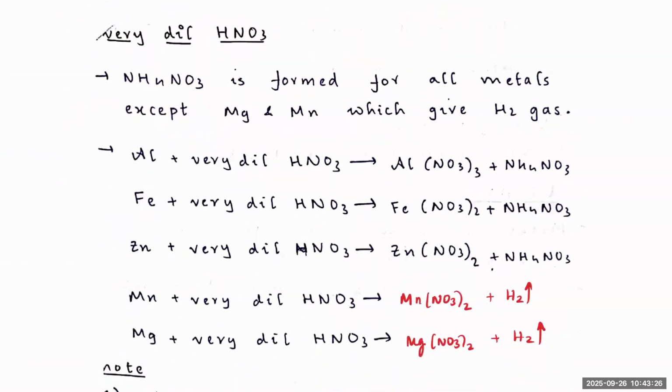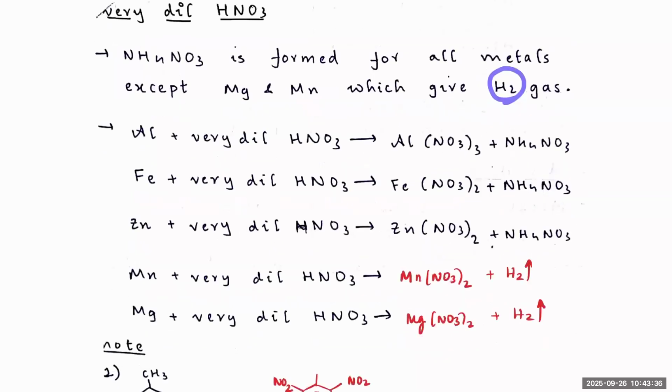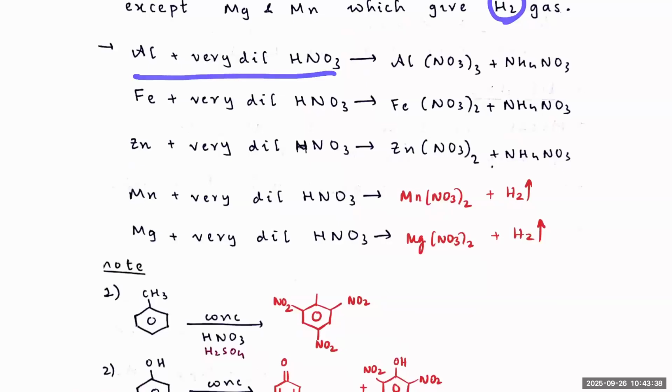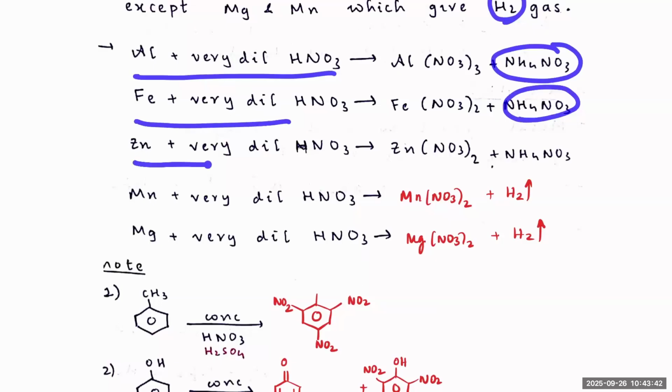Lastly, with very dilute HNO3, ammonium nitrate is formed for all the metals except for magnesium and manganese, which will instead give H2 gas. Like aluminum, we react, you will get ammonium nitrate. Iron, you react, ammonium nitrate. Zinc, you react, ammonium nitrate.